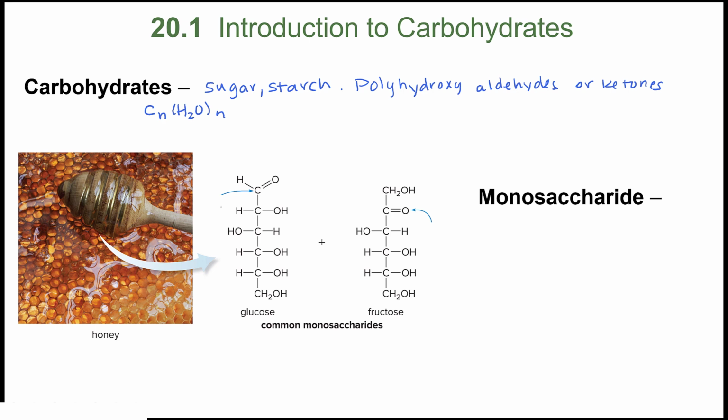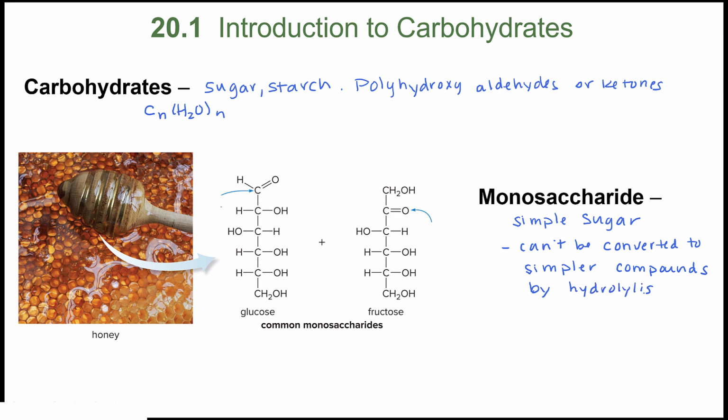Carbohydrates can come as monosaccharides, disaccharides, or polysaccharides. A monosaccharide is a simple sugar. That means that it can't be converted to any simpler compounds by hydrolysis. At the top of the sugars, we can have an aldehyde or a ketone.